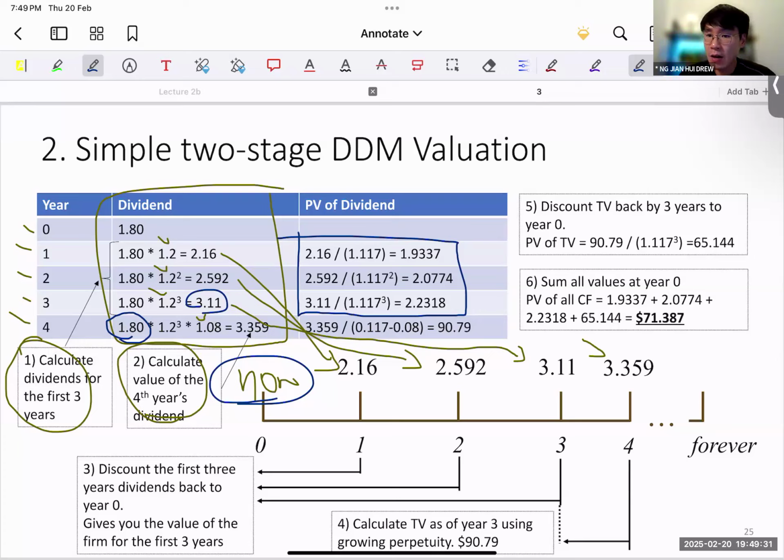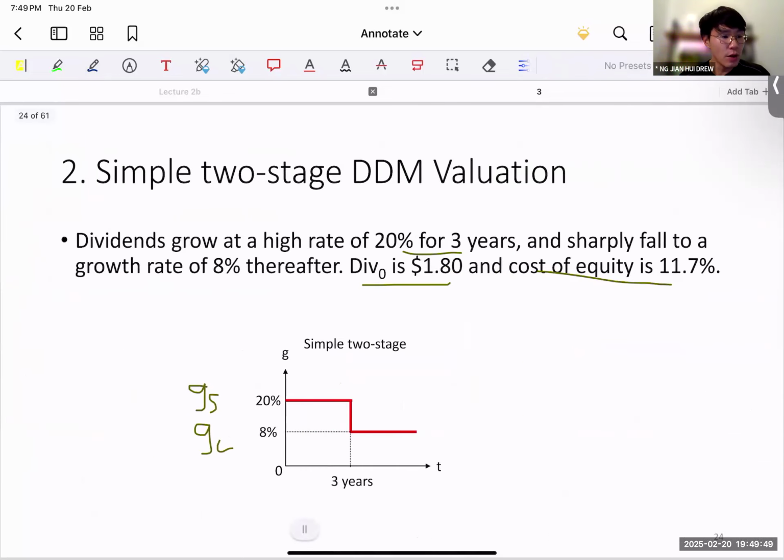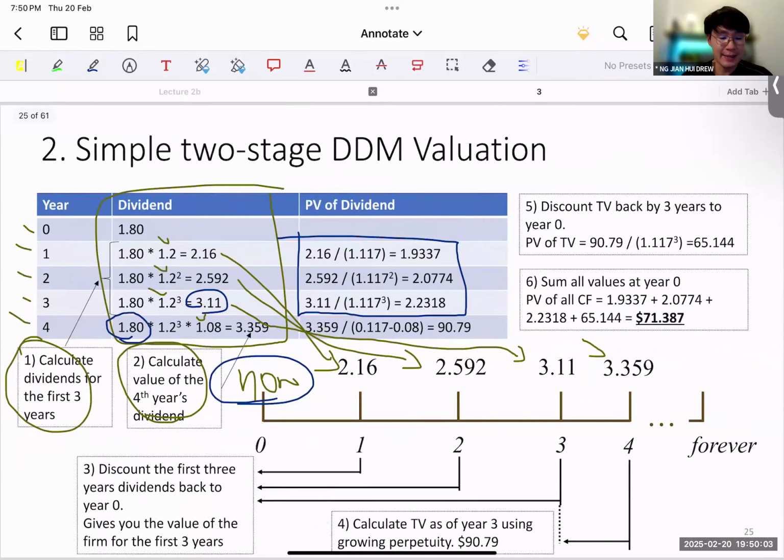Okay, I see another question. How do you get the perpetuity growth? Are you talking about step 4? Are you referring to step 4? Yeah, okay. So can you see here, after year three, the firm is just going to grow at 8% forever. So if it's growing 8% forever, this is your growing perpetuity.